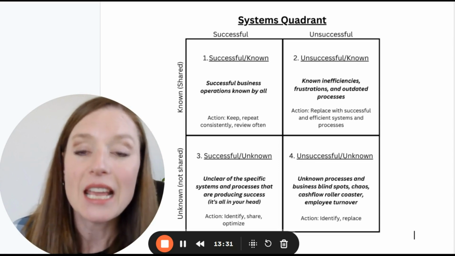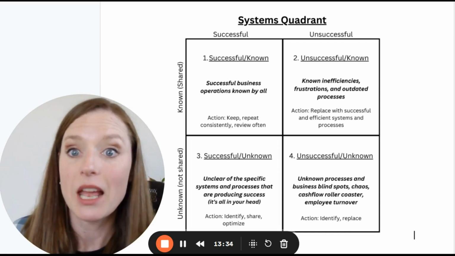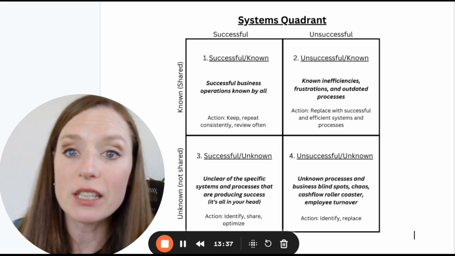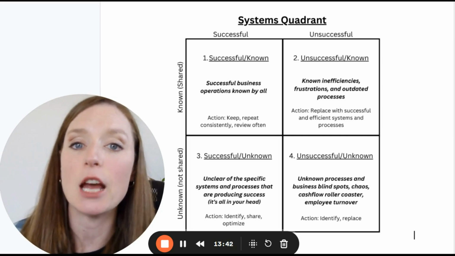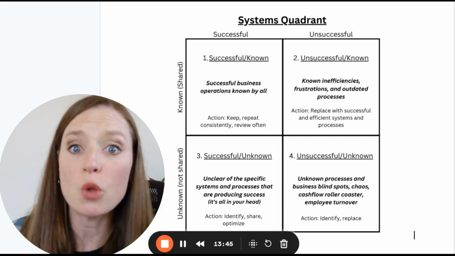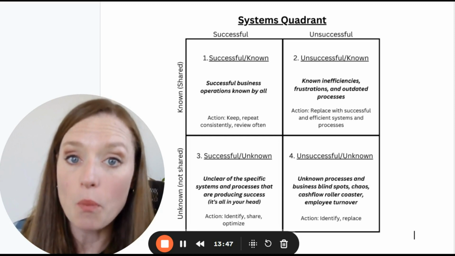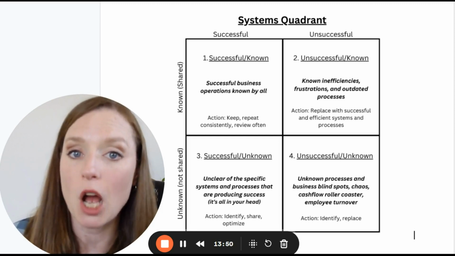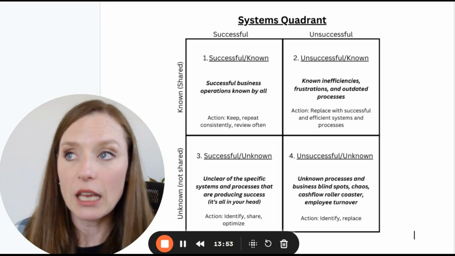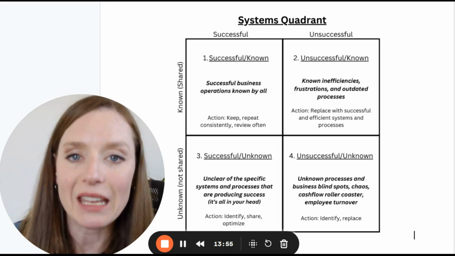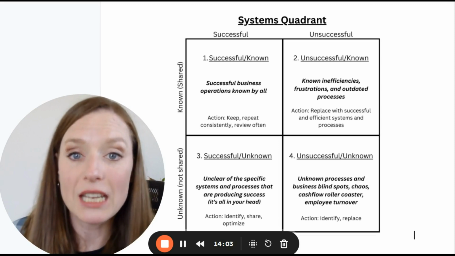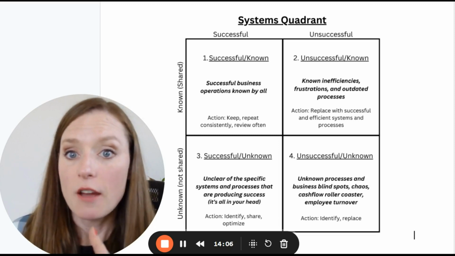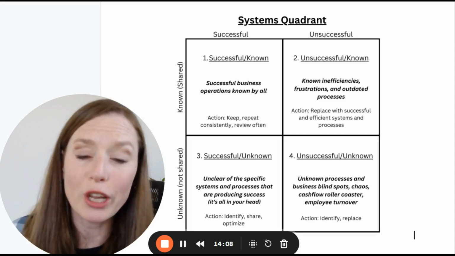Now, the last one is those unsuccessful and unknown systems. And this is where we have to just throw the system out the window, revamp the whole thing, think about things differently, and put in a new way of doing something, so that they can actually become successful and known processes. Now, if you're thinking, okay, this seems like a lot, where do I even start? I would say the first thing you need to do is go through the 7 pillars of your business. There is your team, marketing, sales, finance, fulfillment, customer journey, and leadership.